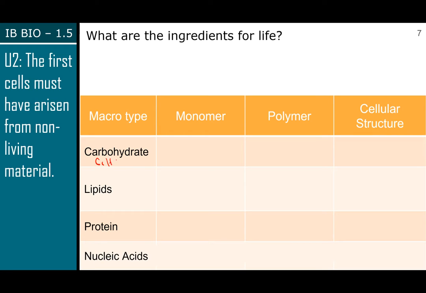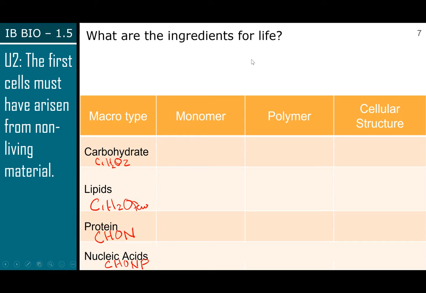CHO, because carbohydrates have carbon, hydrogen, and oxygen. And then lipids are also CHO, right? Carbon, hydrogen, and just a few oxygen. Proteins are CHON because they have carbon, hydrogen, oxygen, and nitrogen. And nucleic acids are CHOMP because they have carbon, hydrogen, oxygen, nitrogen, and phosphorus. Okay? So let's talk about the monomers.